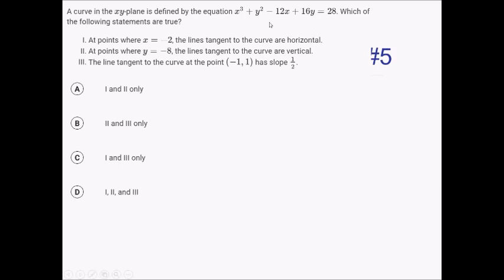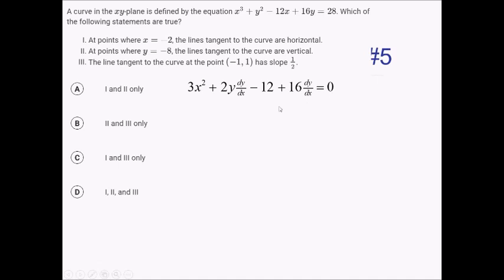To do that, since it's impossible to isolate y in this one, we are going to have to use implicit differentiation. So going from left to right, differentiating with respect to x, we're going to have 3x squared for the derivative of x cubed, plus 2y, and we have a tail of dy over dx using the chain rule because y is considered an inner function of x here. And then we'll have minus 12 plus 16 dy over dx equals derivative of 28. Since 28 is a constant, that's going to be 0.